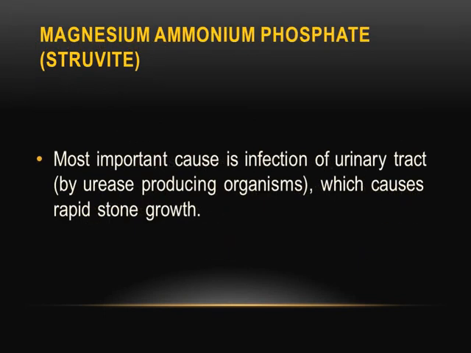Magnesium ammonium phosphate or struvite stones. Most important cause is infection of urinary tract by urease producing organism, which causes rapid stone growth.